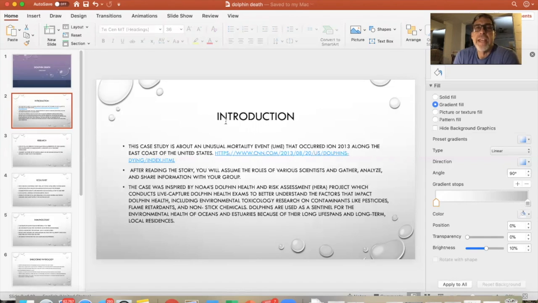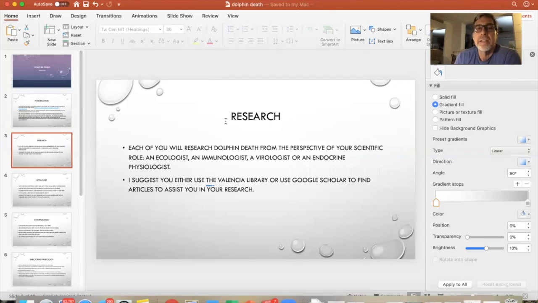Anyways, the idea is to understand why the dolphins are dying, what's going on, and what makes them die. And it could be all kinds of things, right? So all these different roles that you take on help to figure it out. In your role as either a virologist, immunologist, endocrine physiologist or ecologist, you're going to do some research and try to figure out what may have caused this event, okay?